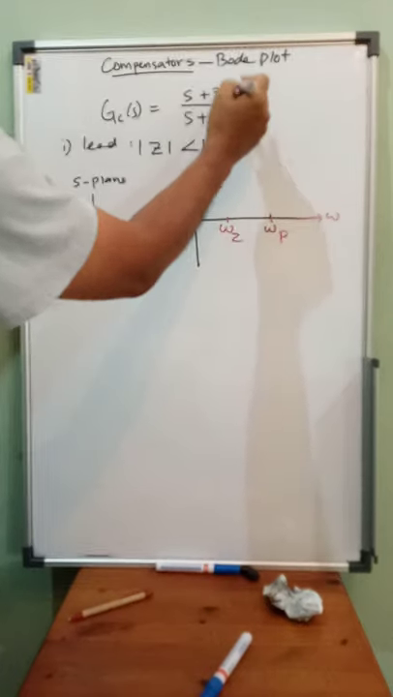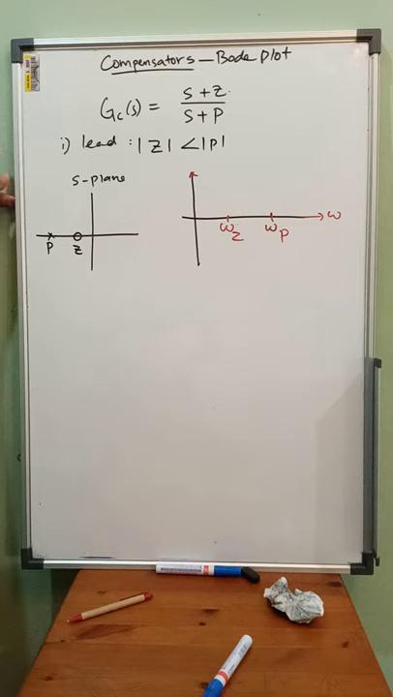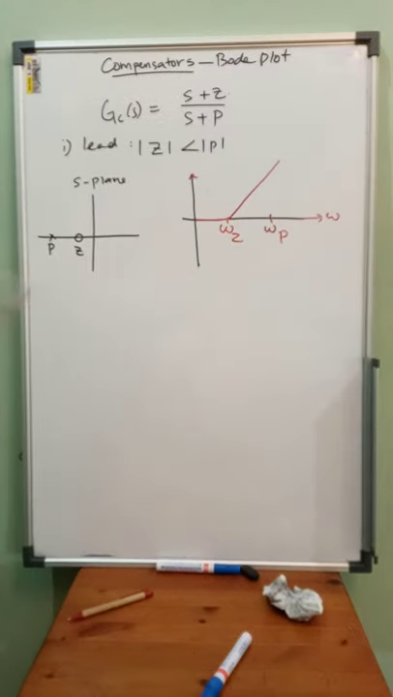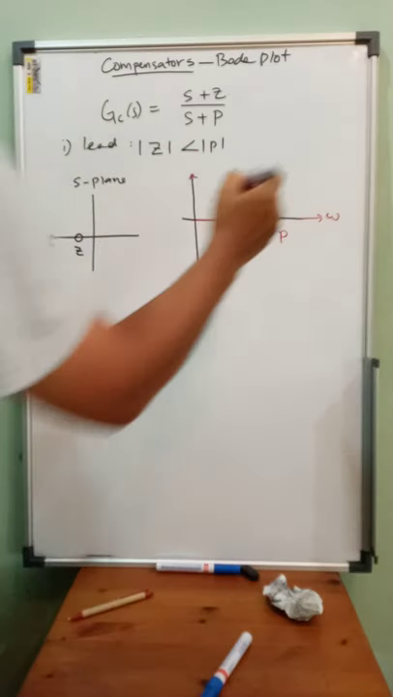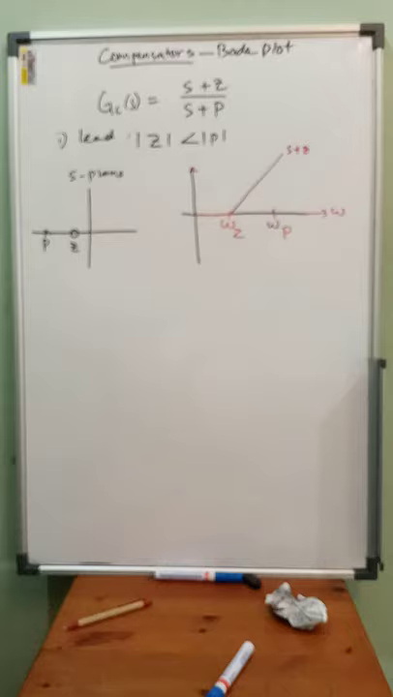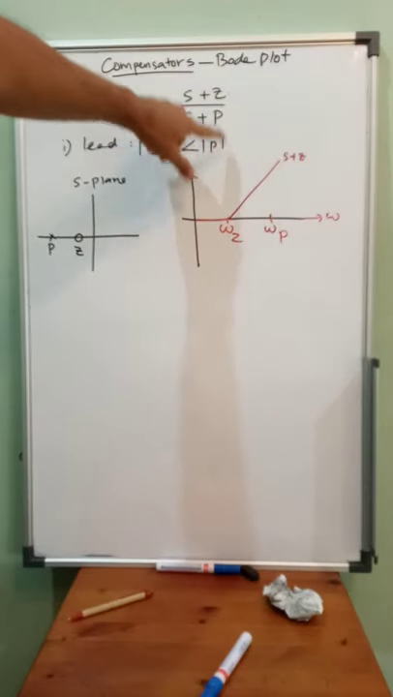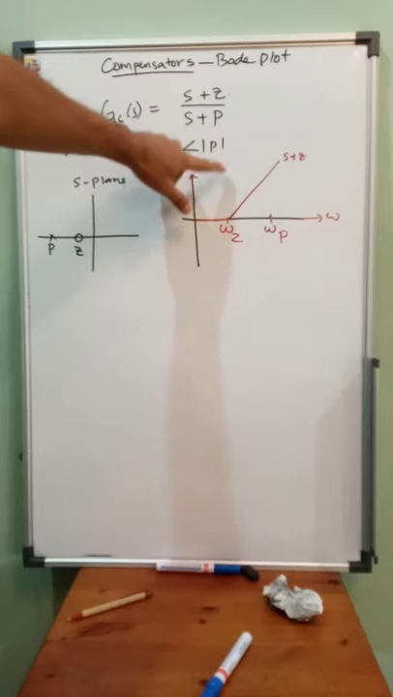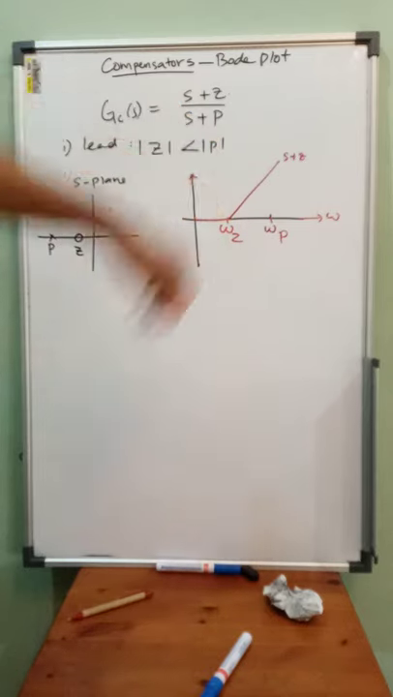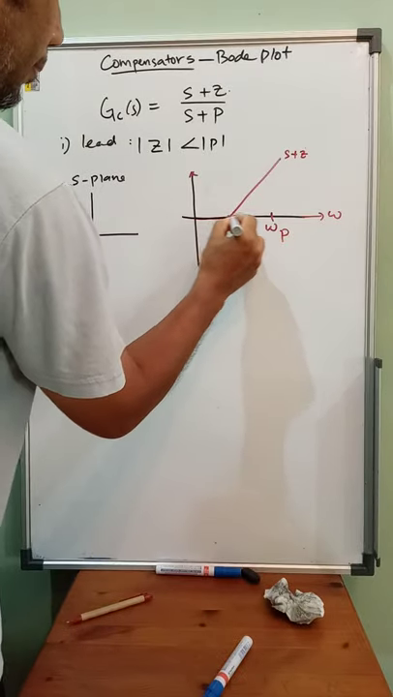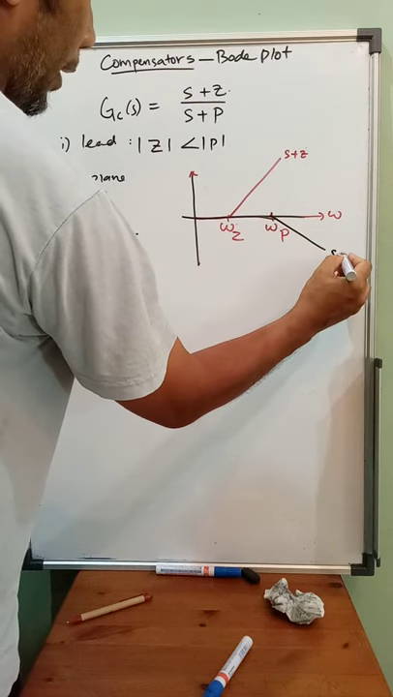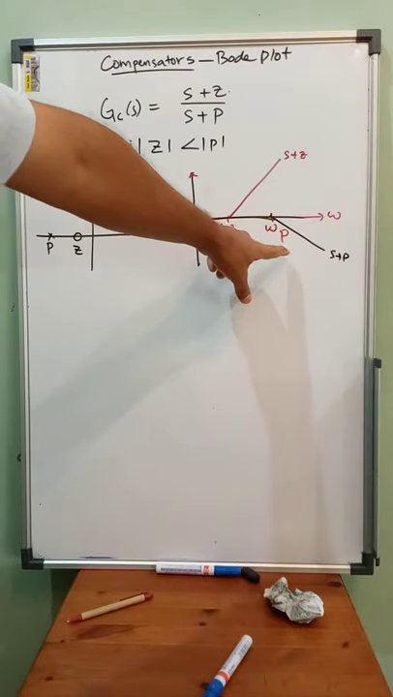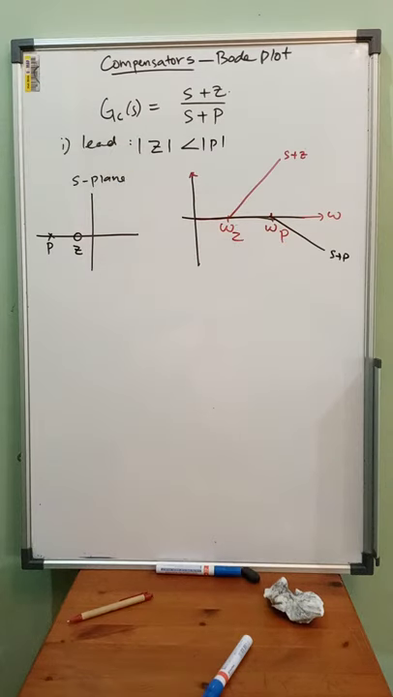So for this graph, the one is poles. For a pole, the slope is negative. For the zero in S plus Z, it is positive 20 dB per decade. For the pole, the pole is in the denominator, S plus P. So the graph will corner at P with negative 20 dB per decade, and the zero is positive 20 dB per decade at omega Z.